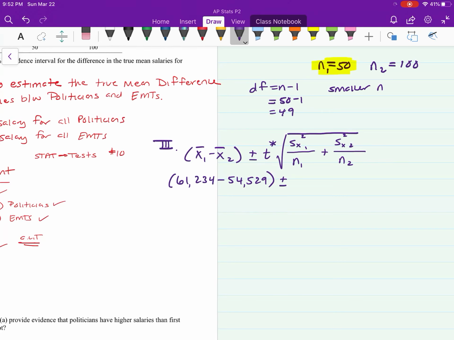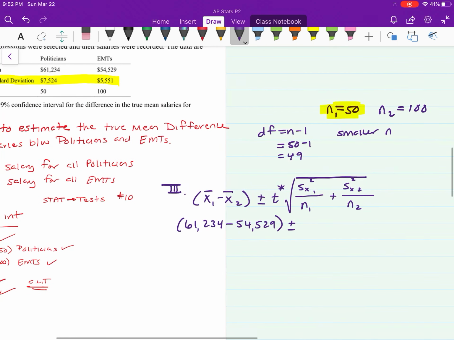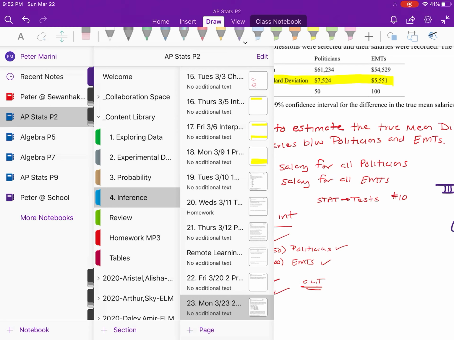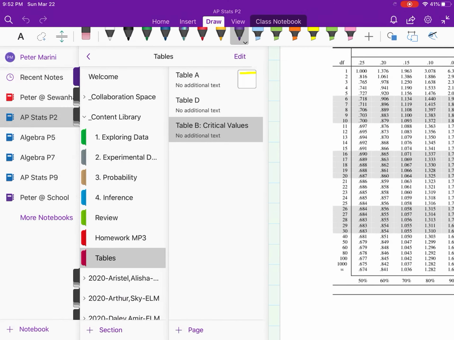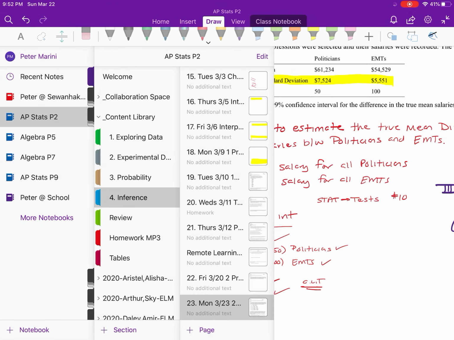So I've got to go look for 49 degrees of freedom and make sure that we look at our confidence level, which is 99%. So let's see, table B, 99% confidence. So over here, 49 degrees of freedom. Let's see, I see 50. I don't see 49. Remember, we round down, so we're going to go with 40. And I'm looking at 2.704. So let's go ahead and fill that in.